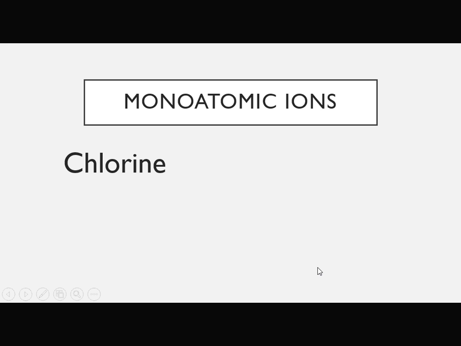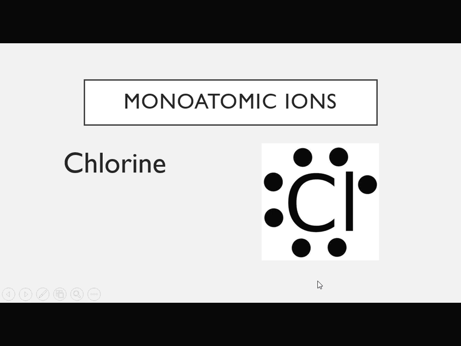Let's look at chlorine. If I look at chlorine on my periodic table, it's in group 17. Chlorine is a halogen. Chlorine would have 7 valence electrons. So if I were going to draw the electron dot notation for chlorine, it would look like this.